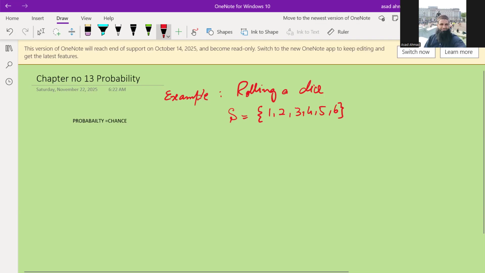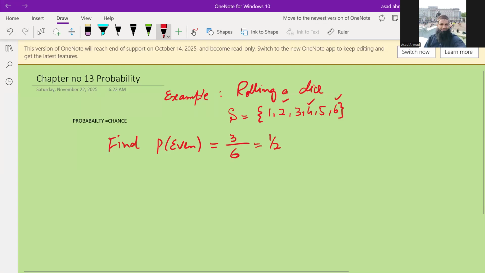Now, if we want to find the probability of, let's suppose, an even number appearing on the die, we will see how many points are in favor of even numbers. So 2, 4, 6. There are three events in favor of even numbers, and all possible outcomes are six. So 3 by 6, which means 1 by 2, will be the probability of an even number.